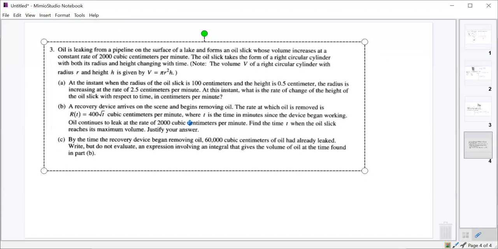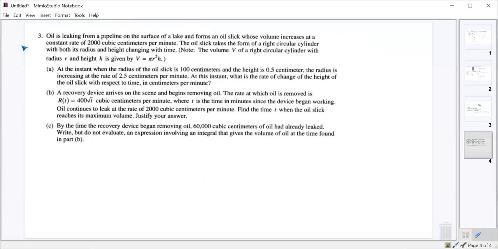All right, so for 3, we got oil leaking, et cetera. It's forming an oil slick. It's got a volume that's increasing at this rate that's given to us, and it looks like a right circular cylinder. Its radius and its height are changing with time, et cetera.